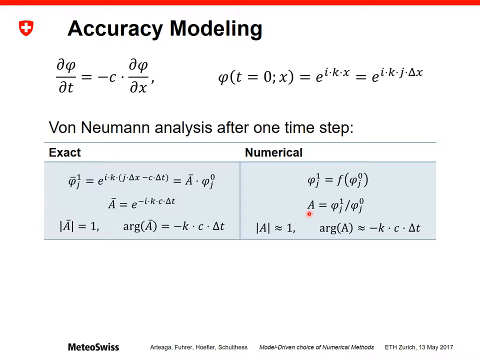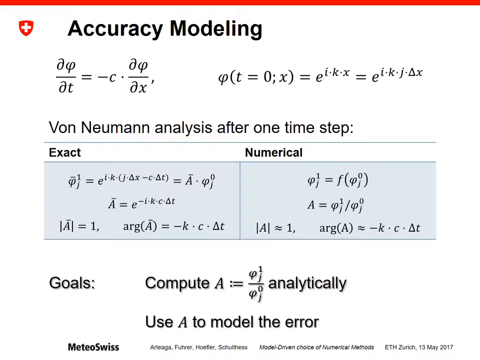The properties should be as close as possible to the exact amplification factor. So the amplitude of the number should be as close to one as possible, while the argument of the number should be as close as possible to the exact argument. The goal of this research is to compute the amplification factor analytically and to then use it to model the error of the numerical scheme.